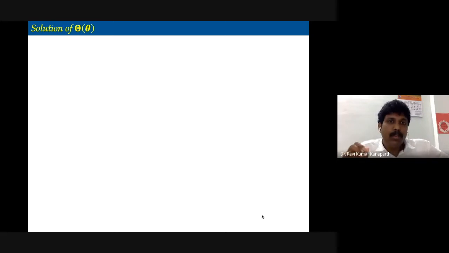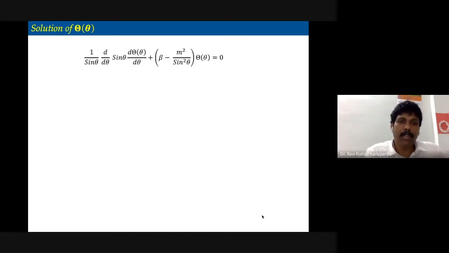We have got the solution of phi of phi, and we will continue and try to finish theta of theta also. The theta of theta expression is given by this. You can just go back and recollect, that is this. Now this expression has to be solved. How do we solve this?